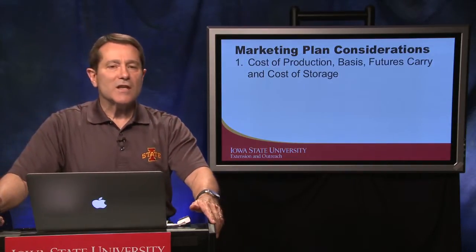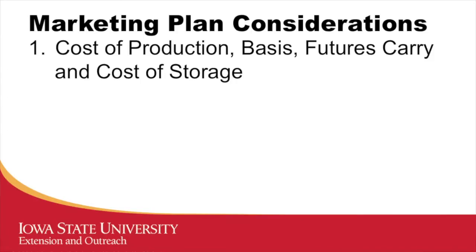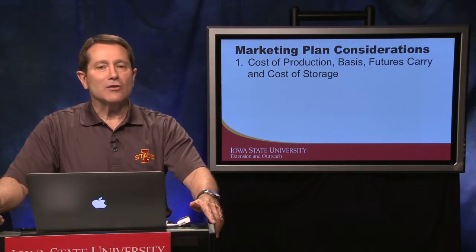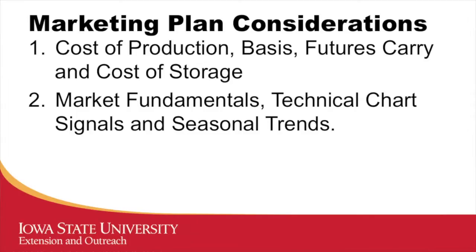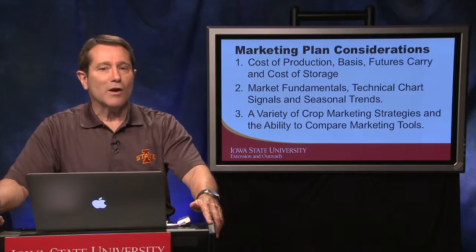What might be some considerations? I hope the series of videos that you viewed start to entail the importance of cost of production, basis, futures carry, and cost of storage. Many people start with outlook. You gain outlook from lots of different places. We've also used market fundamentals, technical chart signals, and seasonal trends. When we touched on marketing tools, we brought a variety of crop marketing tools: cash, forward contracts, as well as futures and options. I hope you now have the ability to compare these marketing tools.